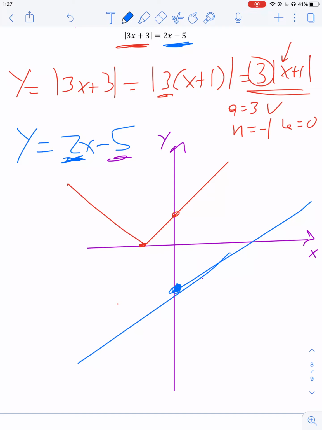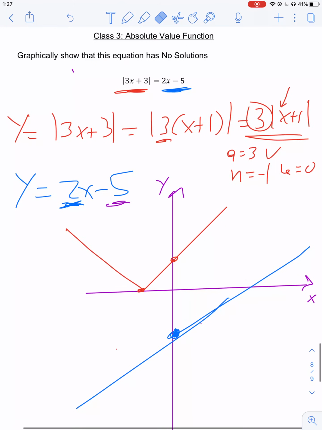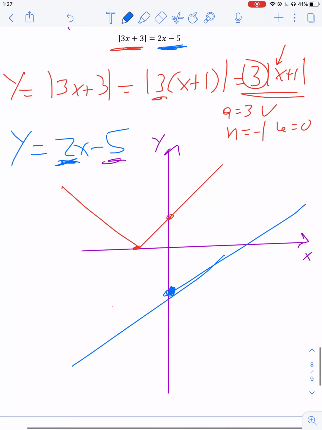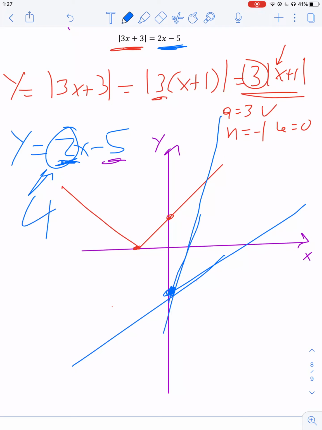So graphically, you could see that there's no solution. There's no solution because there is no point of intersection. These two graphs are not touching each other. There would be a point of intersection if this value was actually greater than 3. If this was 4, then this function would increase more rapidly and it would have touched the function in red at some point. But because this value is 2, it's actually increasing less rapidly.